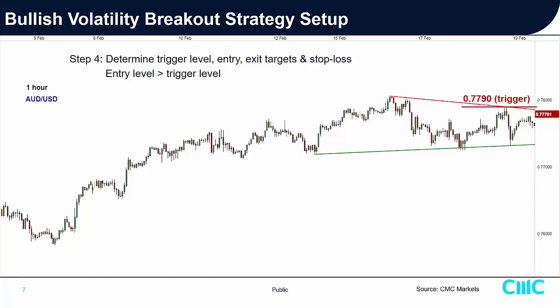Thereafter, this will be the entry level, which is definitely higher than the trigger level. Then I will have two exit targets. One is for me to take partial profit at the resistance, the latest swing high before the range configuration that is being formed, which is at 7806. Then what is the higher level?